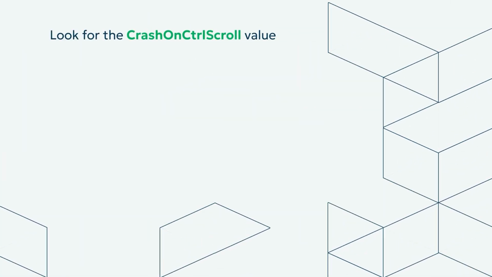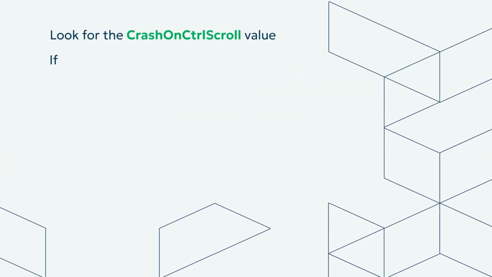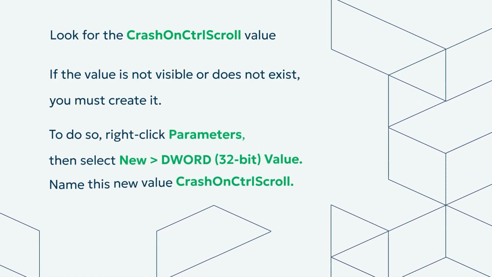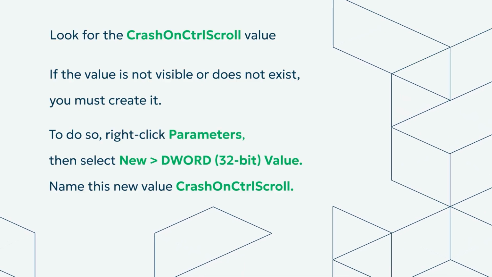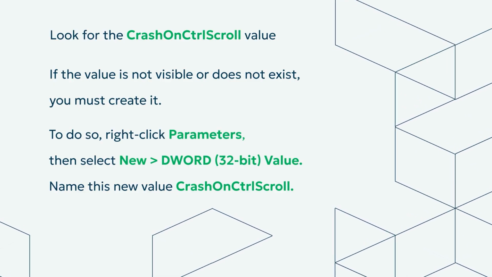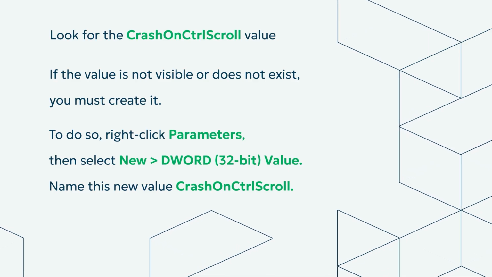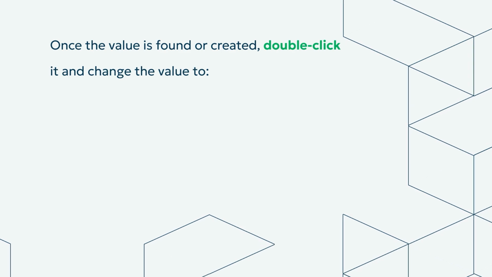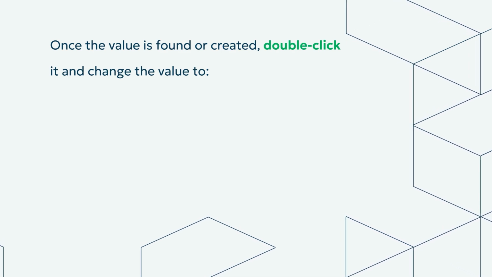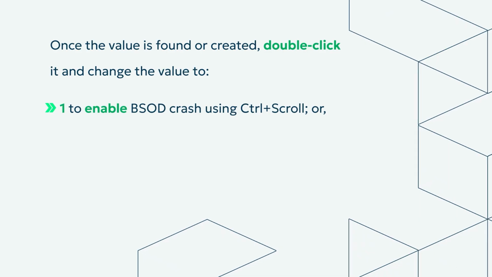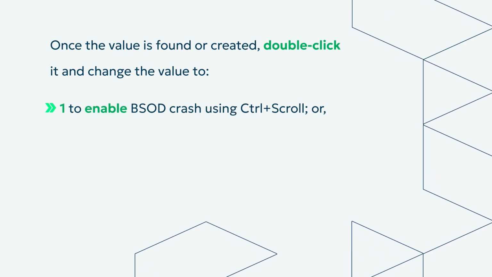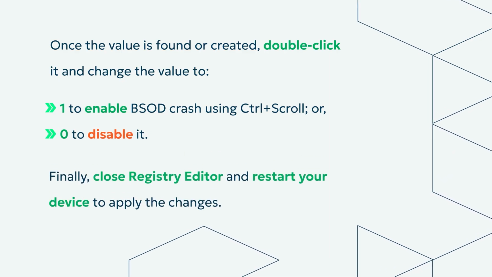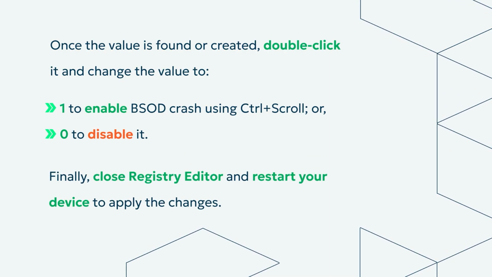Then, look for the CrashOnCtrlScroll value. If the value is not visible or does not exist, you must create it. To do so, right-click Parameters, then select New, DWORD 32-bit Value. Name this new value CrashOnCtrlScroll. Once the value is found or created, double-click it and change the value to 1 to enable BSOD crash using Ctrl+Scroll, or 0 to disable it. Finally, close Registry Editor and restart your device to apply the changes.